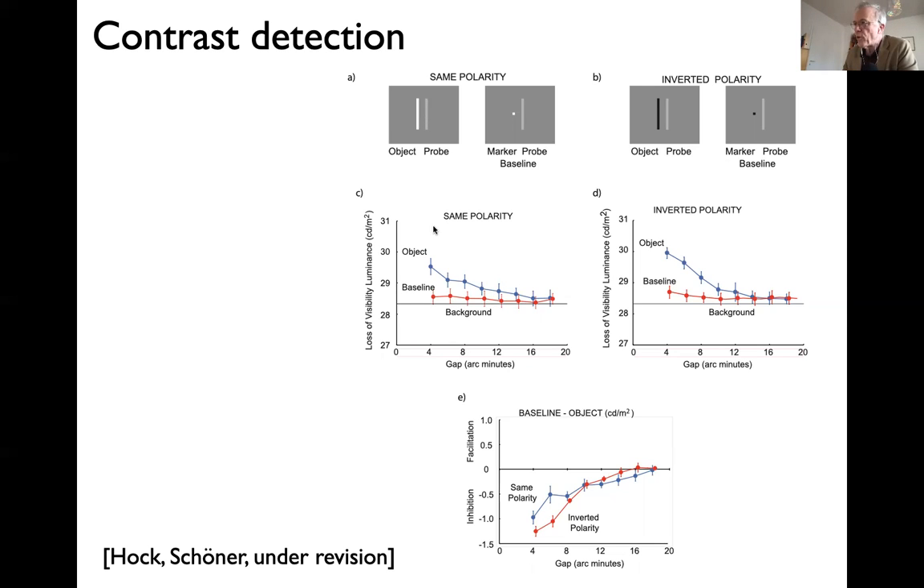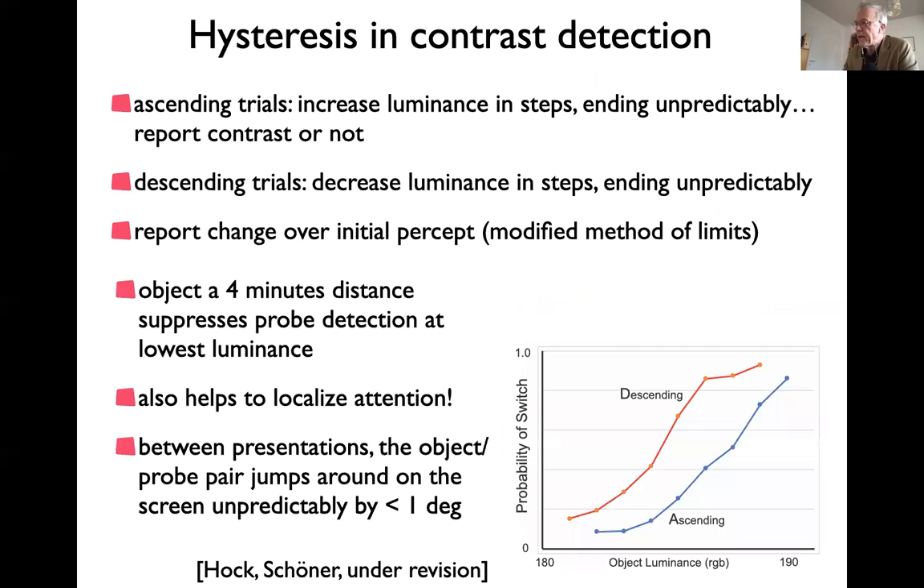And it's a question of how far you are. If you're close, then in the presence of the bright object you will need much more contrast to see the probe than if it's far. So that's a background idea for that. Now the interesting thing is that we can vary in time the contrast at that probe location, with ascending trials and descending trials.